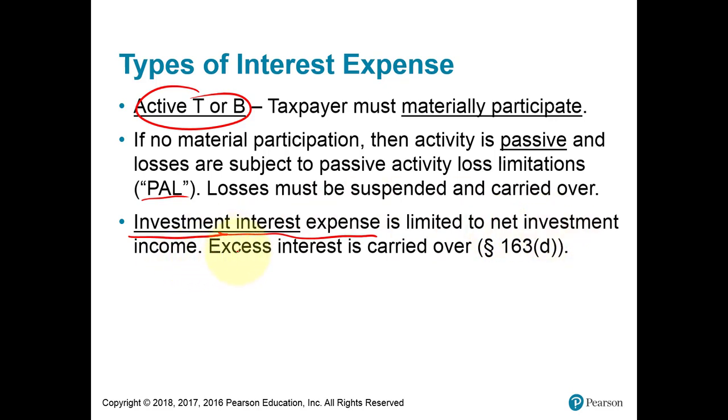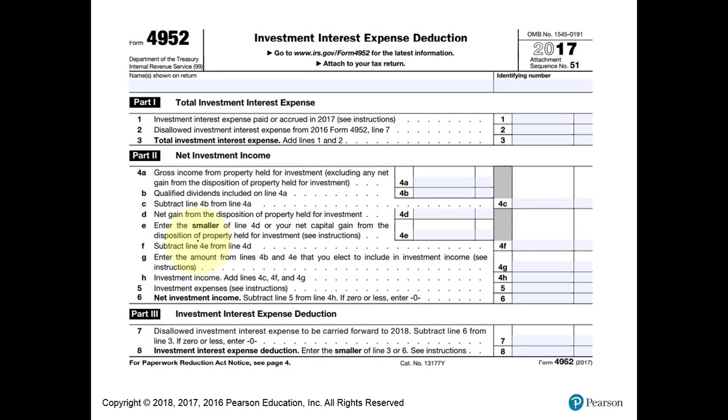And it's better shown on the form that we calculate this deduction. So here is the amount of interest you're paying when you borrowed money to make investments. The typical investments would be stock, maybe raw land. Again, if you borrow money for a trade or business or rental property, that's not going to be investment interest expense. That's going to be a trade or business expense or production of income expense.